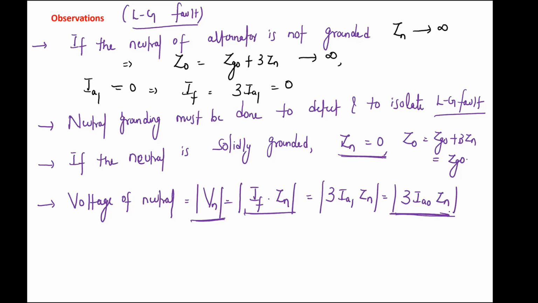Okay. So if you solidly ground the neutral, then your neutral voltage will become 0. That is one of the advantages of solid grounding. Whatever may be the fault, the neutral voltage will always be equal to 0 volts. But the disadvantage of solid grounding is that the fault current will increase enormously. Okay. These are a few observations.